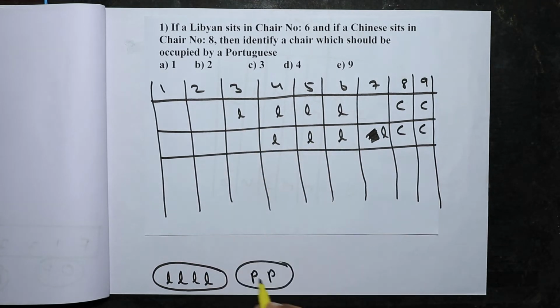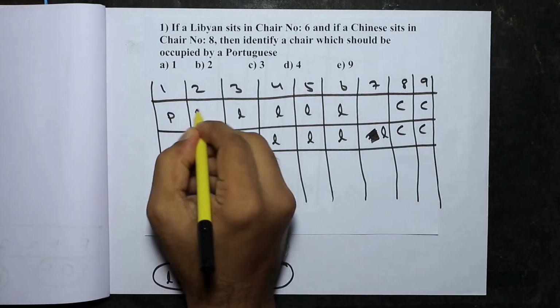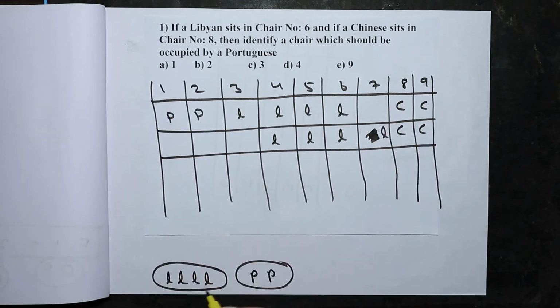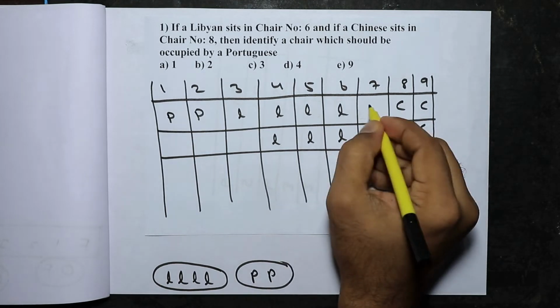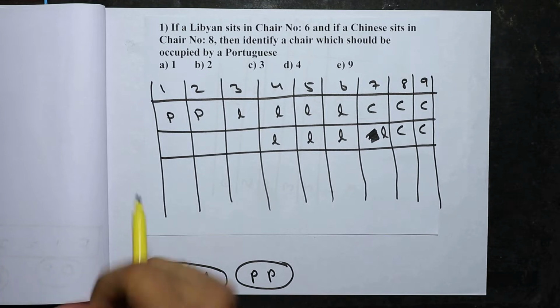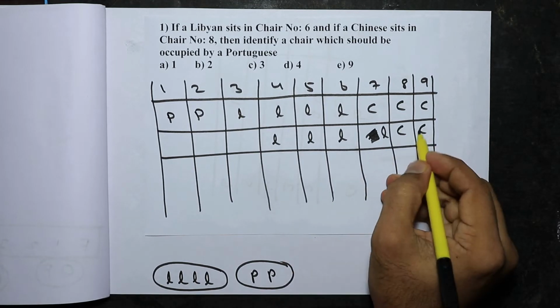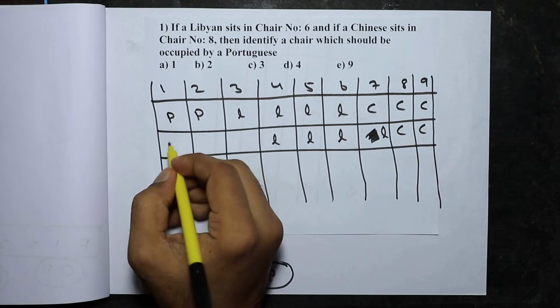Now the 2 P's should be together. So P cannot be here. It has to be P and P here. And one Chinese is left out, so this will be filled with C. Now if you look at this arrangement, here you have 3 spaces. 2 of them will be filled with P's and the third space will be filled by a C. So 2 arrangements are there.